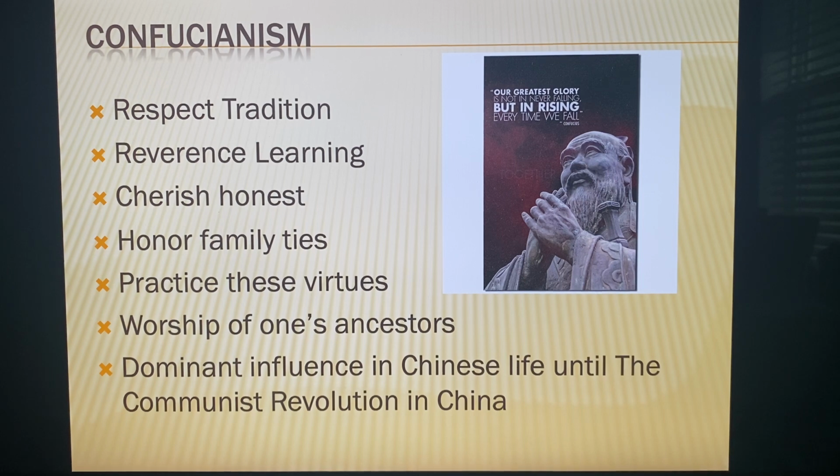But anyway, the dominant influence in Chinese life was Confucianism until the Communist Revolution in China. When the communists came in, they went to be atheists and did away with a lot of things, including Confucianism, over many decades. I don't think Confucius was really trying to start a religion. I think he was just trying to start a code of honor. But they made it into a religion.